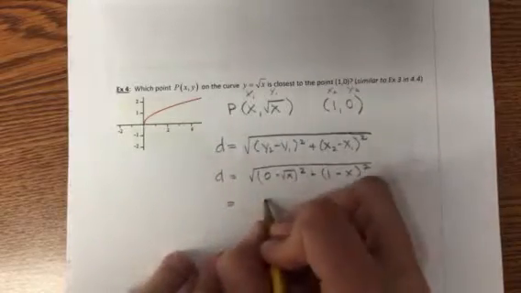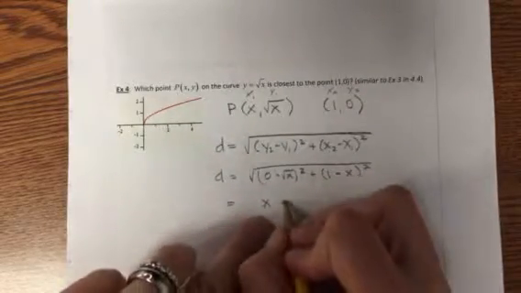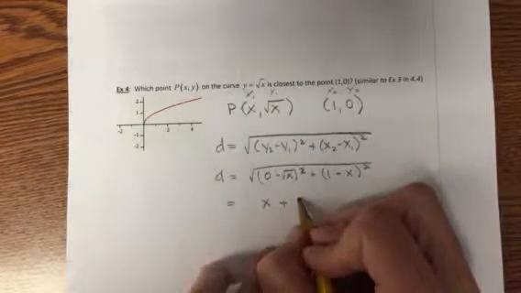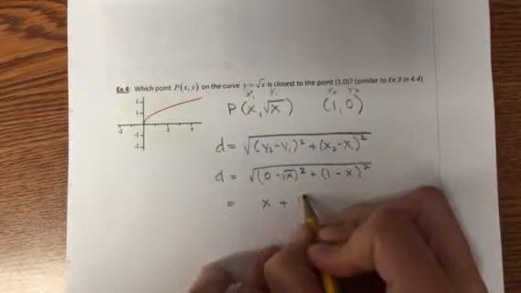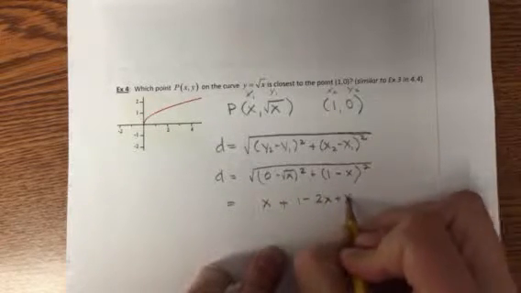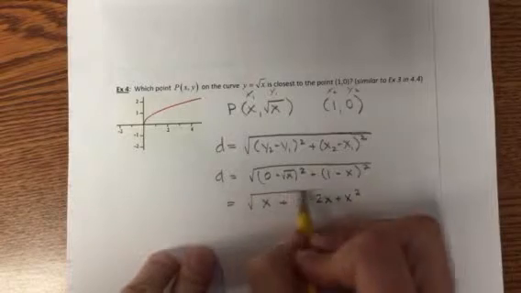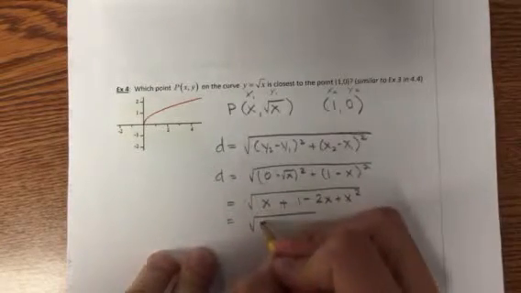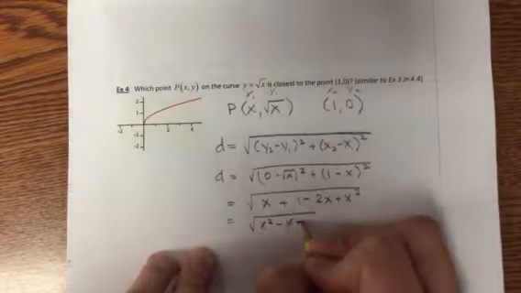Okay, and here I'm going to get x plus, don't forget your middle term here, a lot of people make that mistake. So the square root of that simplifies to the square root of x squared minus x plus 1.